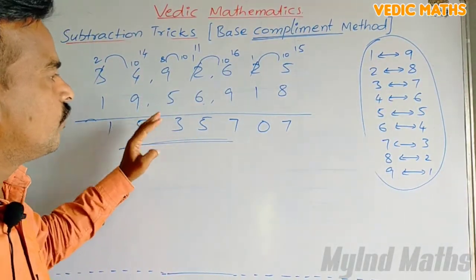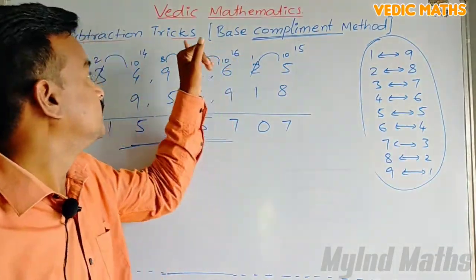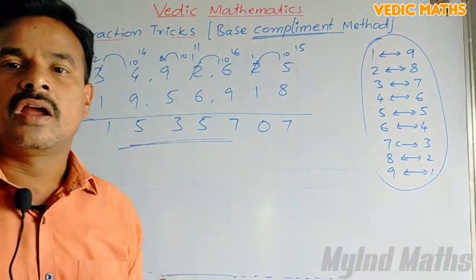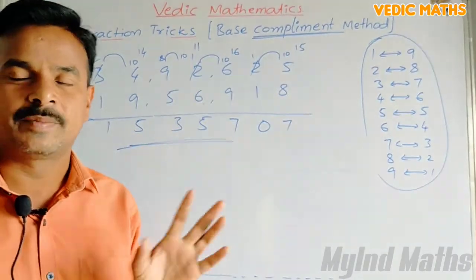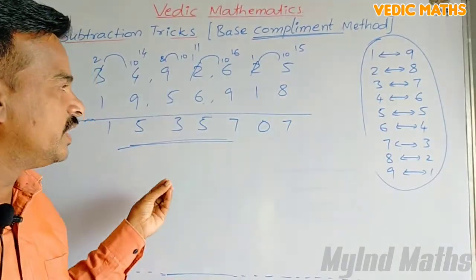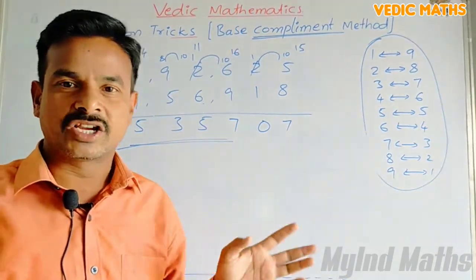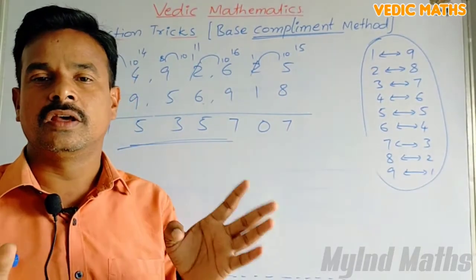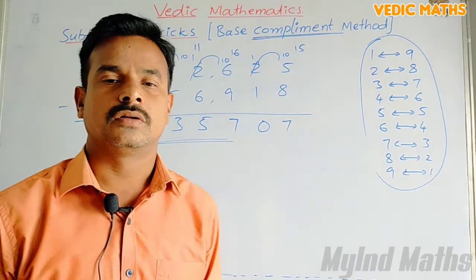We cannot do fast calculation, but by using Vedic mathematics, this trick, the base complement method, very simply we can do this subtraction. Also it is very useful to calculate subtraction speedily, and very useful in competitive examinations. Okay, thank you very much.